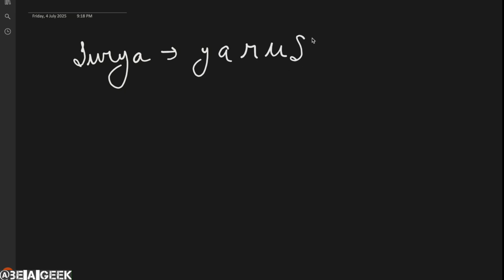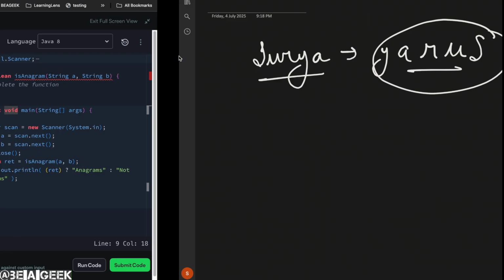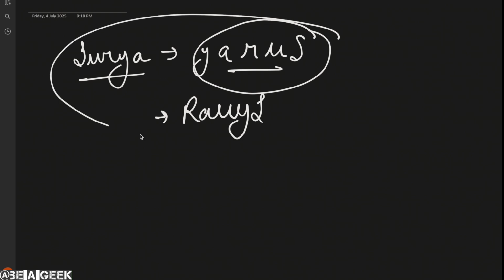Means if we have a string, let's say Surya, now if you see there, in SURYA all the frequencies of letters are 1. Now if I write YARUS, in this string also the frequency of all characters is the same. And if you see this line, the test is not case sensitive. So in that case also, if I want to write R as capital, let's say RAUYS, then in that case also these strings are anagrams of each other.